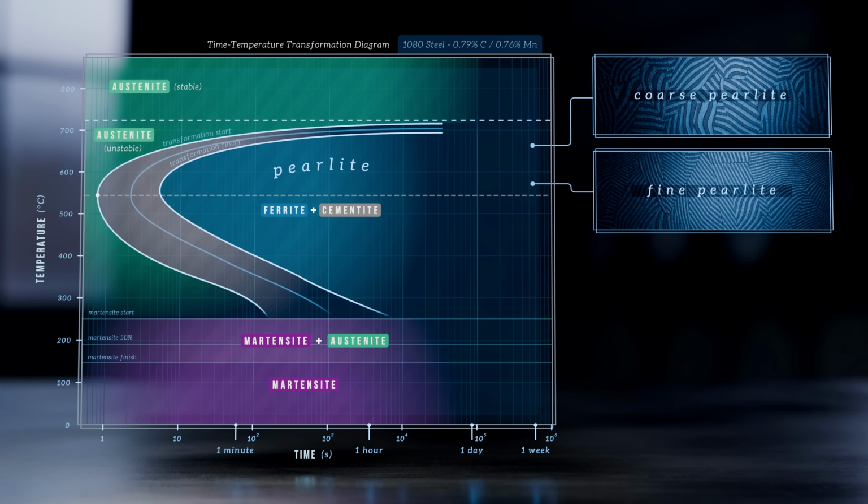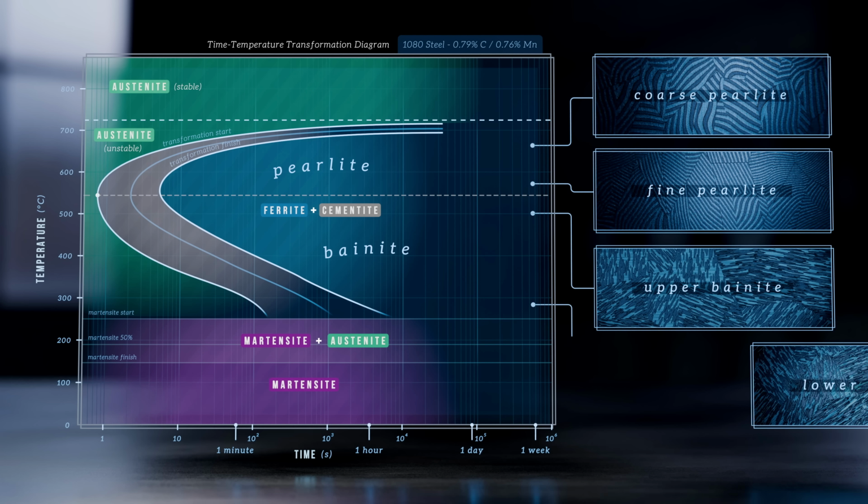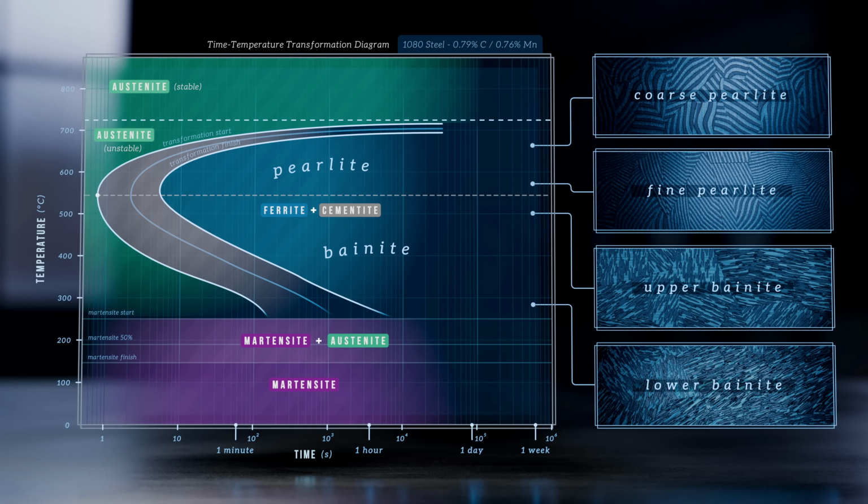Below the nose, diffusion distances are even more restricted, which allows a different microstructure, bainite, to form. This is still a combination of ferrite and cementite, but with a much finer, more irregular mixture of the two phases. This gives bainite an excellent balance of strength and toughness, making it a target in some heat treatments. Upper bainite and lower bainite form at higher and lower temperatures within the bainite range, and have distinct microstructures.